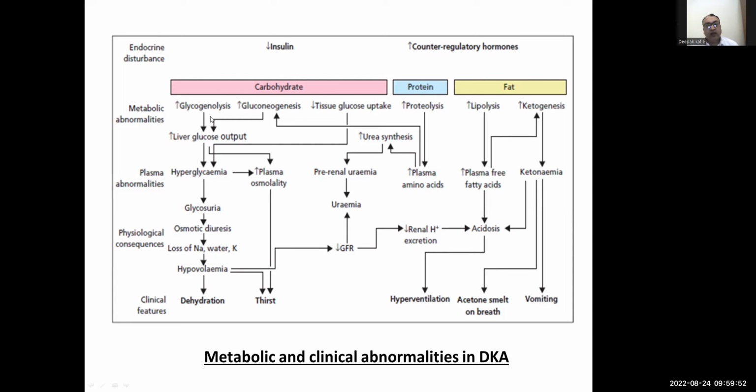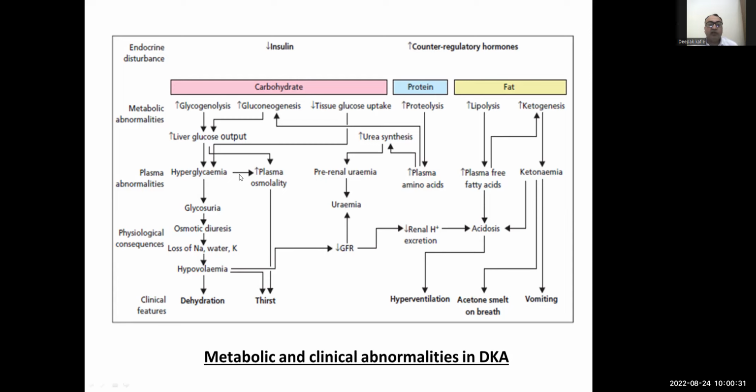And this high gluconeogenesis and glycogenolysis, of course, will lead to increased liver glucose output, and it leads to hyperglycemia. When there is hyperglycemia, it also leads to an increase in plasma osmolality. Normally the plasma osmolality is around 290 milliosmoles per kg. But in case of diabetic ketoacidosis in type 1, generally the plasma osmolality is just greater than 290 milliosmoles per kg. But with regard to type 2 diabetes, the plasma osmolality will be greater than 320 milliosmoles per kg.